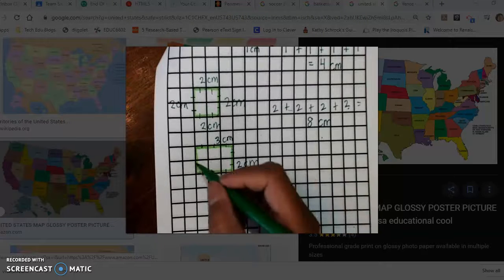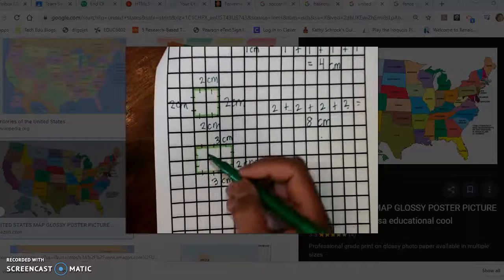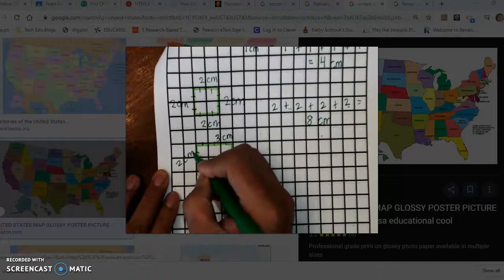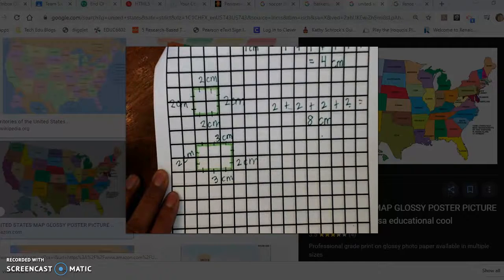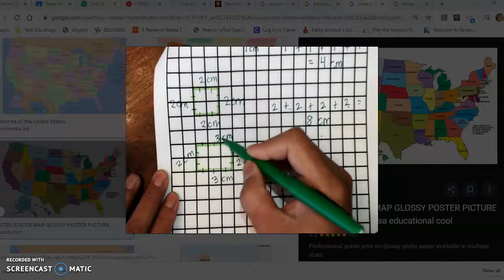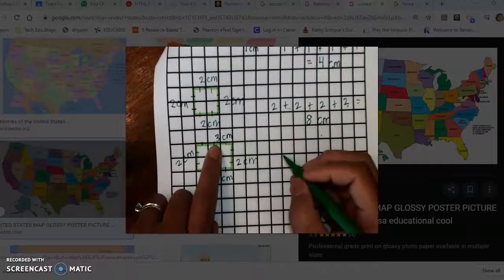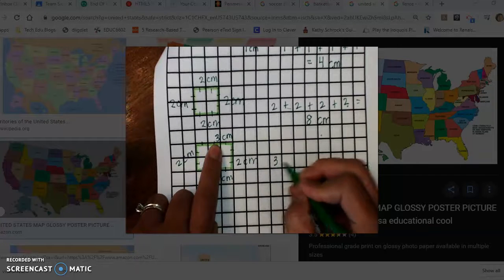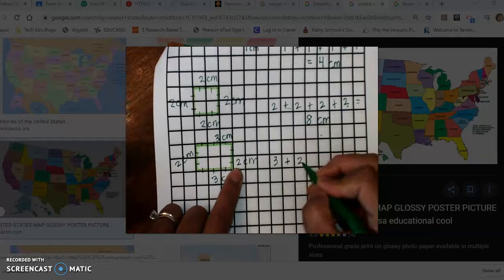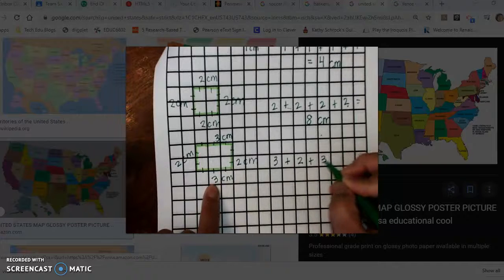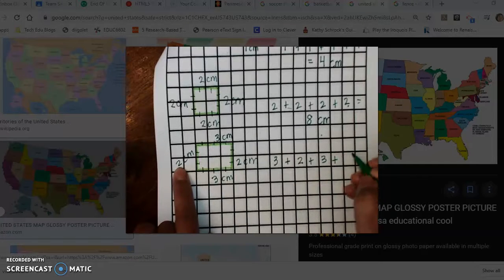And then the side, we have 1, 2 squares, so it's 2 centimeters long. And remember, perimeter just means we have to add all these sides up. So let's write our problem over here. 3 plus 2 plus 3 plus 2.